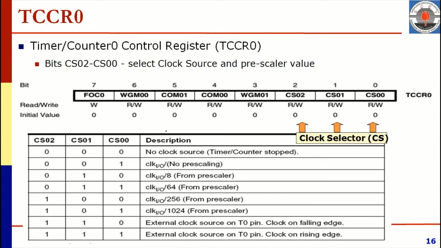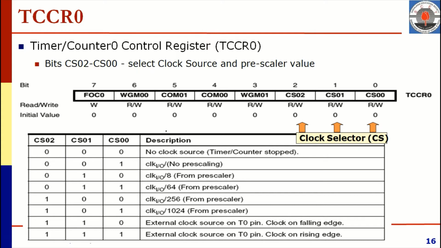If clock selector bits are 001, then CPU clock will be given to the timer unit without prescaling. But in case of CS bits as 010, 011, 100 and 101, CPU clock is divided by 8, 64, 256 and 1024 respectively. So these are the 4 different prescaler values for timer 0.